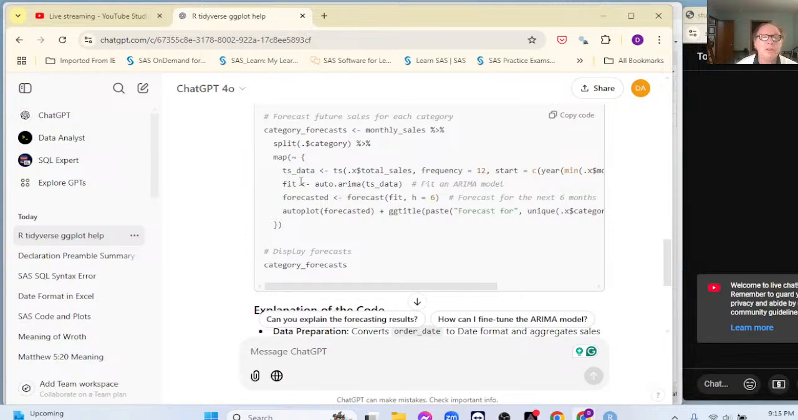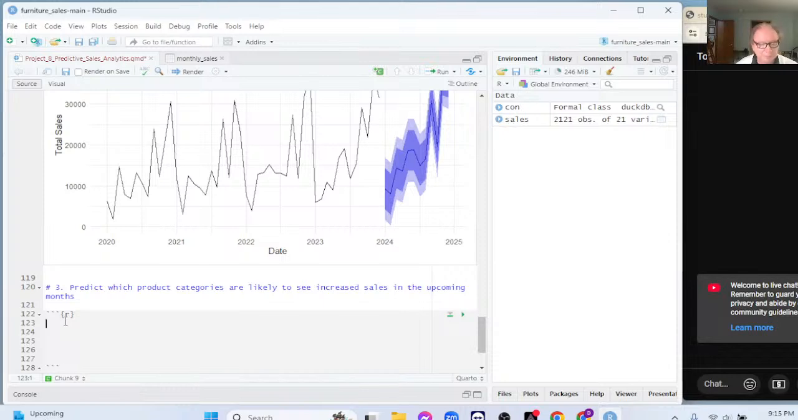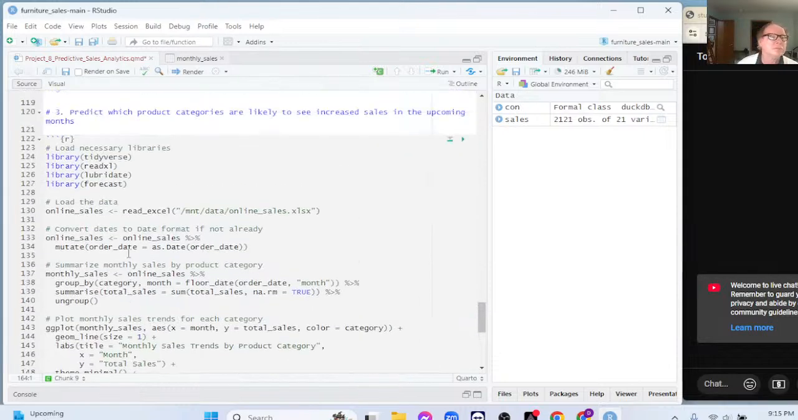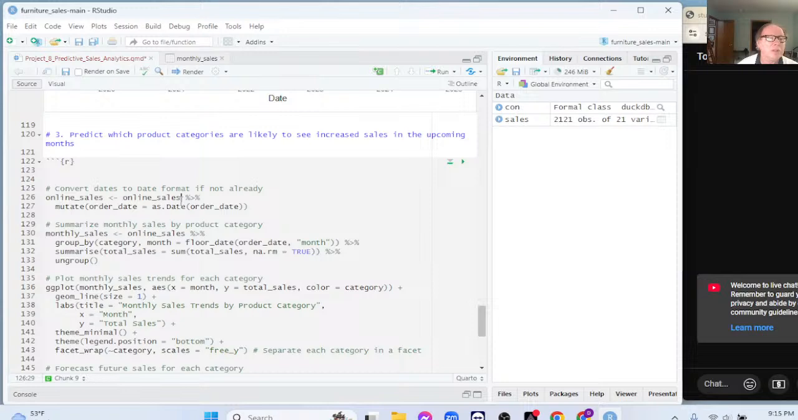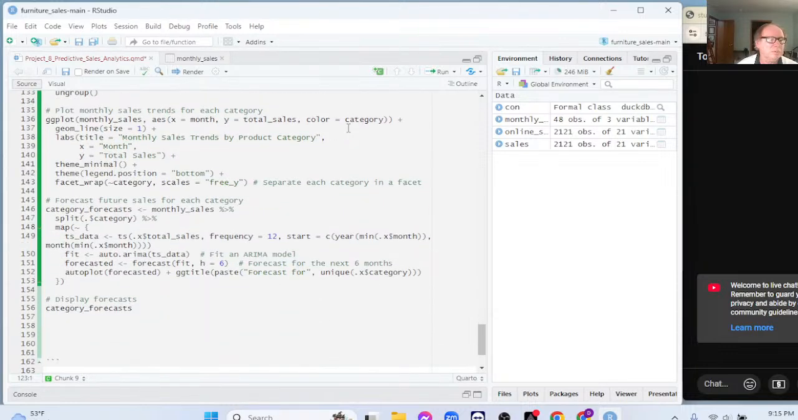And it's used a basic forecast function. Well, it's interesting that it's using both a split and a map here. Very interesting. We don't really need these because we already got them. We don't need that. And we're just going to come over here. We're going to change this to sales. Right. Let's run this.